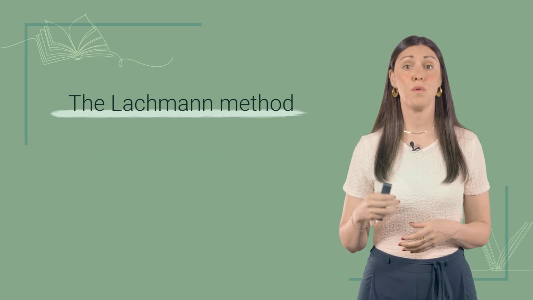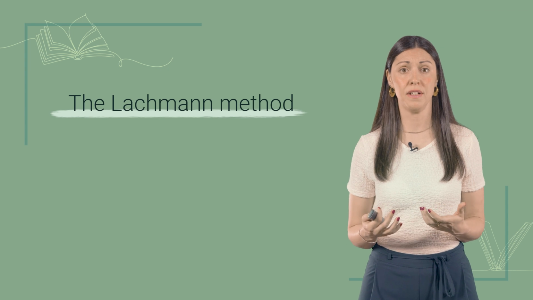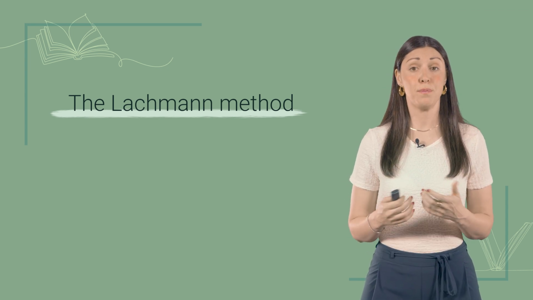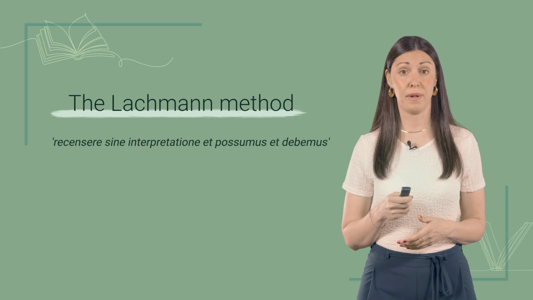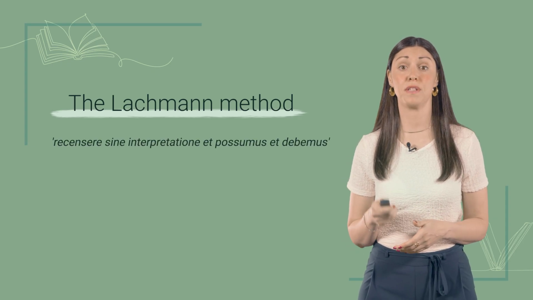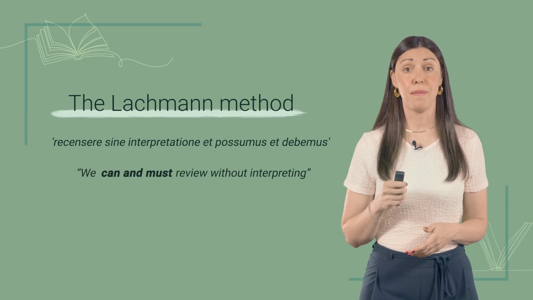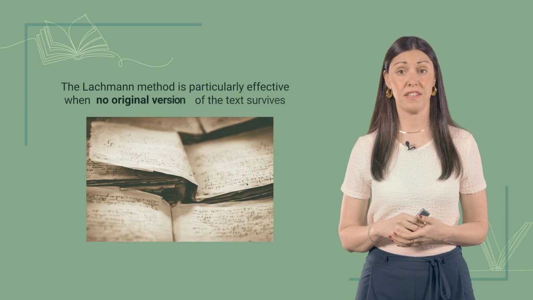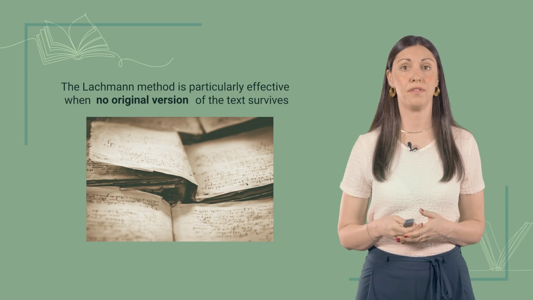His aim was to replace the subjective authority of the editor-interpreter with a method grounded in provable evidence. This principle is captured by his motto, recensere sine interpretatione et possumus et debemus, which means we can and must review without interpreting.